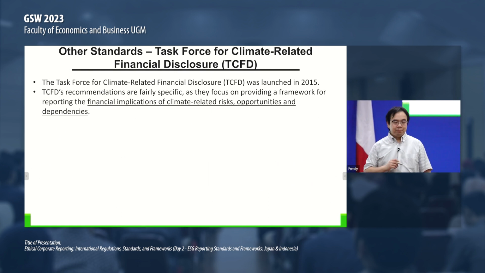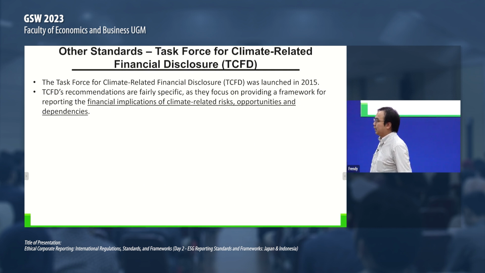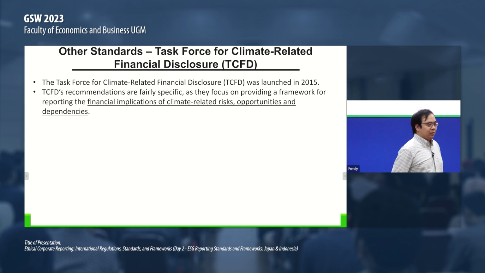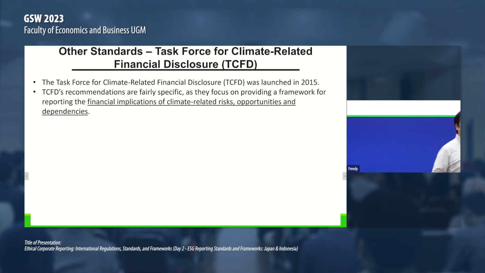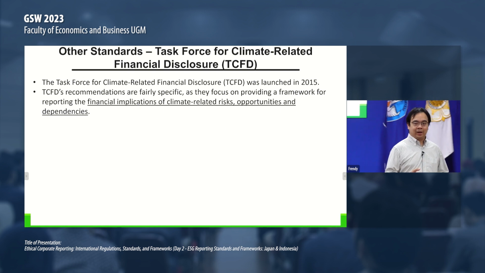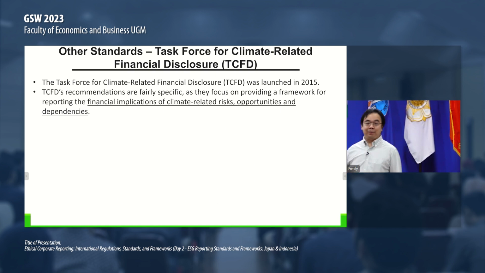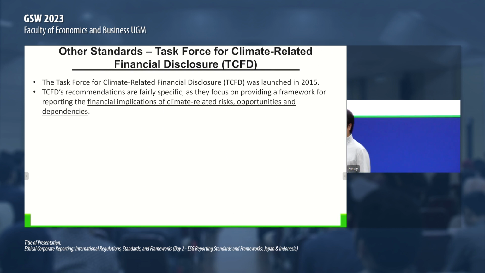Next one, TCFD, Task Force on Climate-Related Financial Disclosures. Okay. So the main difference compared to the previous three, I believe you can guess. What's the biggest difference here? Just from this name, the focus is only about climate, okay, only about environment. The previous three, they want to cover everything, okay. They want to cover the environment, social, and economy or governance. But TCFD focuses solely on the climate.